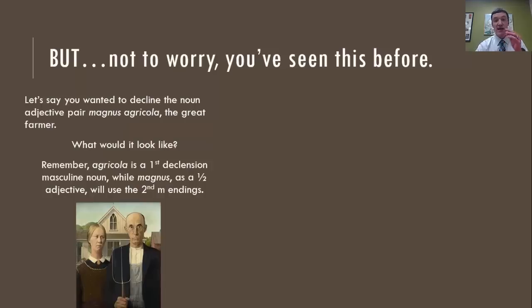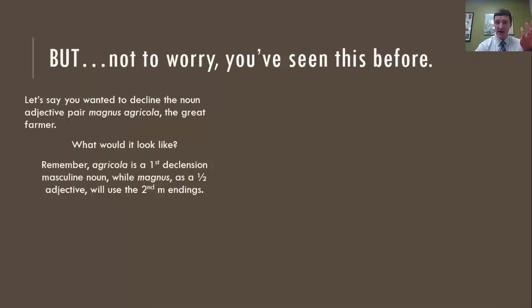Now we're taking magnus, which is a 1/2 adjective and so uses the masculine second declension endings. And we're taking a first declension masculine like agricola and pairing it with a second declension masculine like magnus, and we're trying to put them together. Now, your instinct is to say, no, I took math, 1 does not equal 2. That's okay. Don't get bogged down in the declension number, because nowhere in the agreement rule I just gave you did we mention declension number. They have to agree in case, number, and gender.